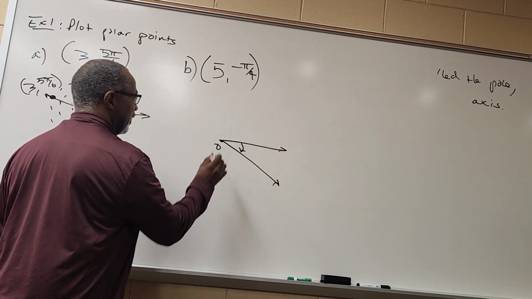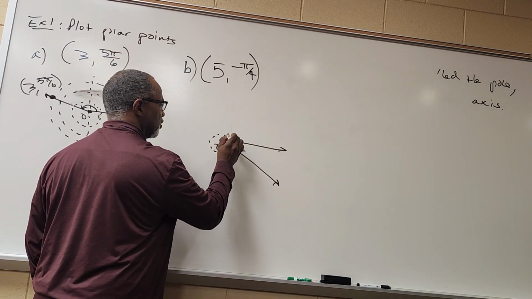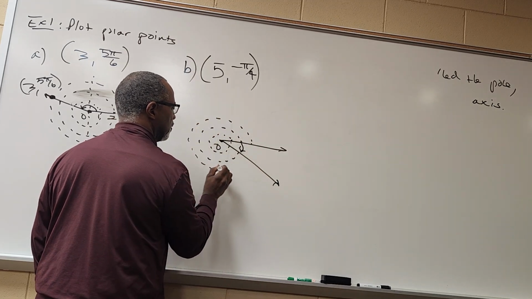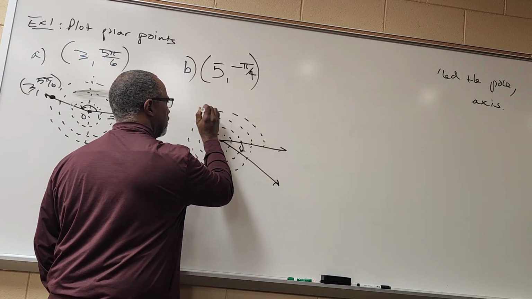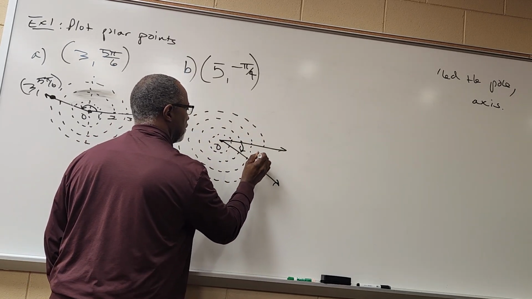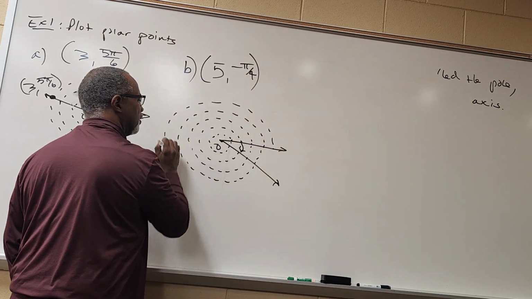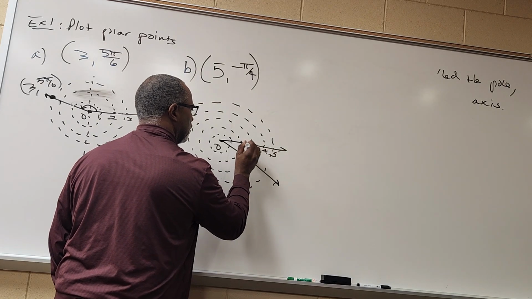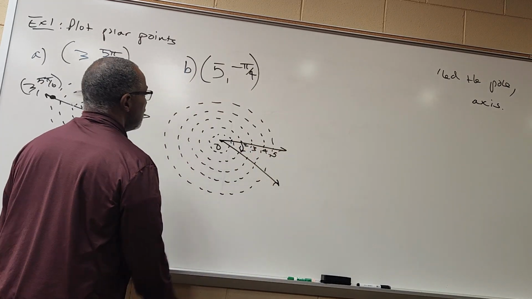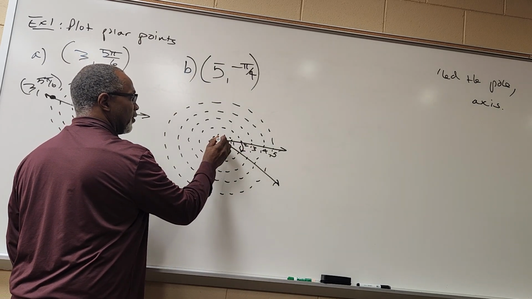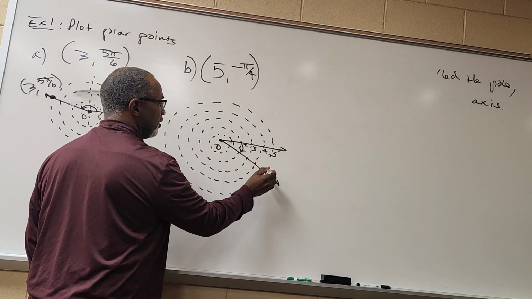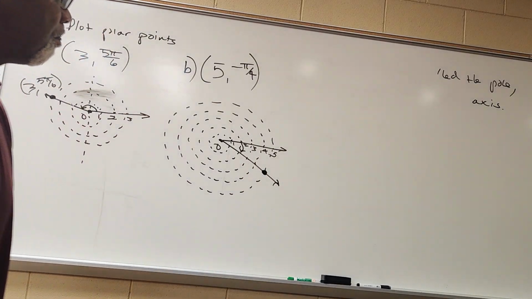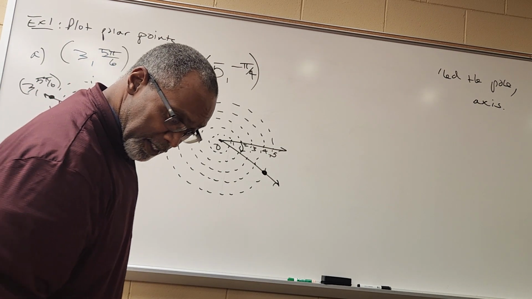Okay? And again, I got to imagine a circle of radius 1, circle of radius 2, circle of radius 3, circle of radius 4, and finally 5. Okay? So I make the angle of negative π/4, and I start at the pole, and I go 1, 2, 3, 4, 5. So that would be the point 5, negative π/4.